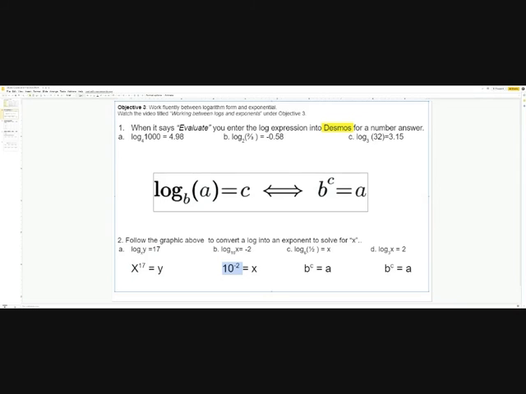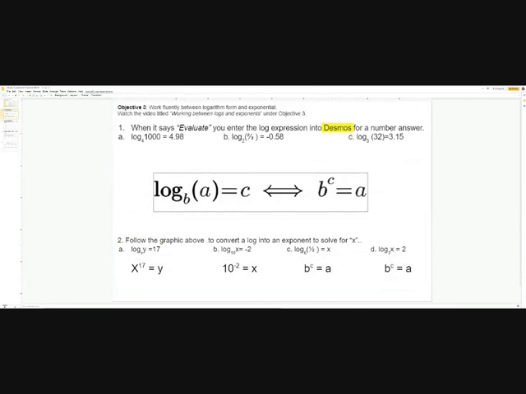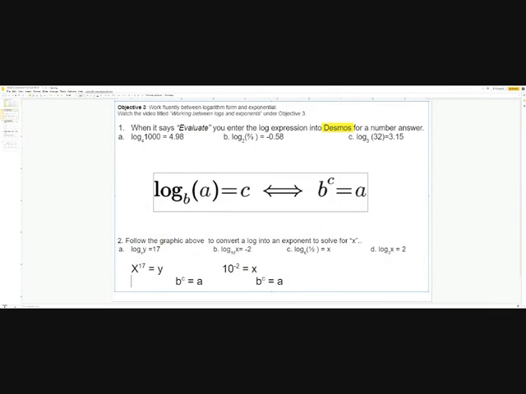So we have 10 to the -2. Remember, going back to our laws, whenever you have a negative exponent, you have to put it in the bottom of a fraction. You have to put it under 1. So right now, we have a negative exponent. Let's put it under 1. So it's going to become 1 over 10, and then that 2 is up high. And when we put it under 1, it just became positive.